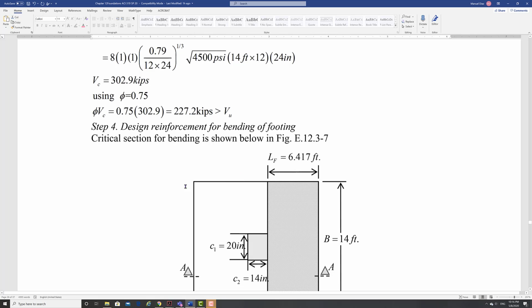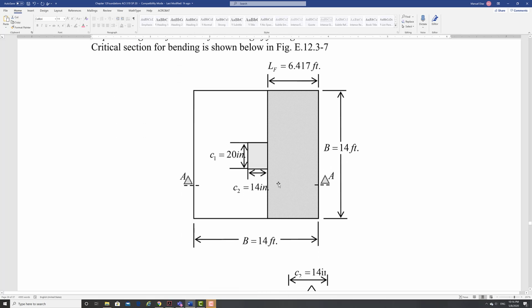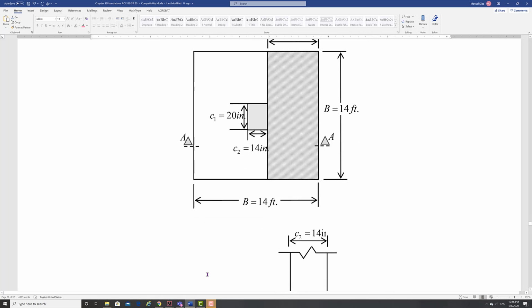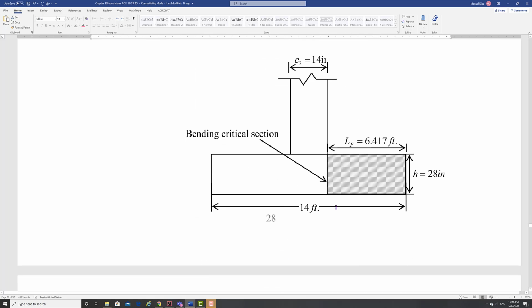Now I'm going to design for bending, right? And bending again from the face of the column. That's your bending. Again, how do you find this value? Half of the footing minus half of the column in that direction. That gives you the value. Okay, so there's the bending.